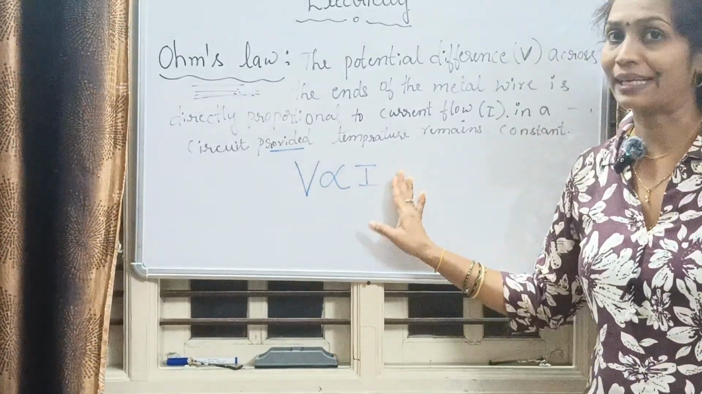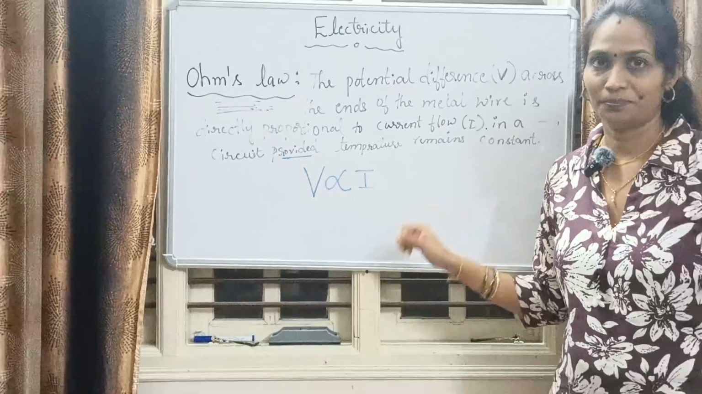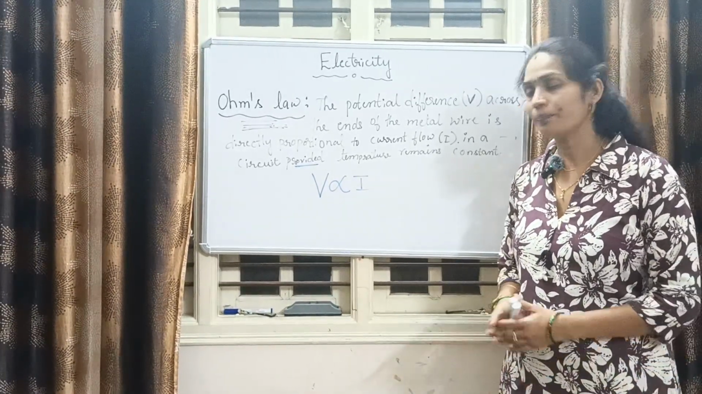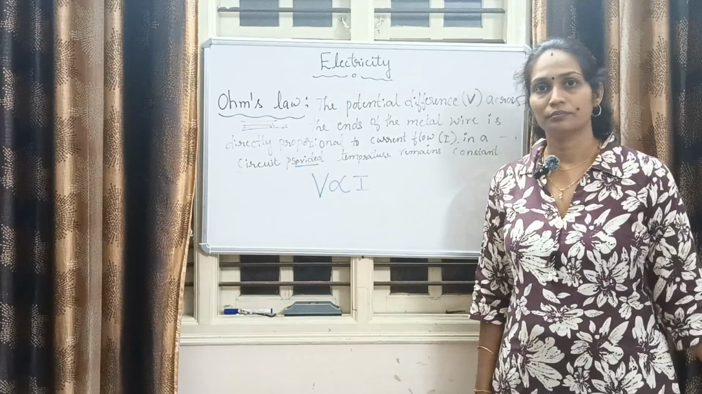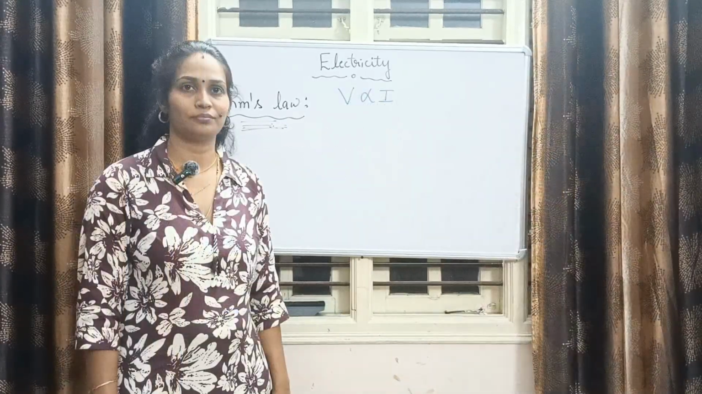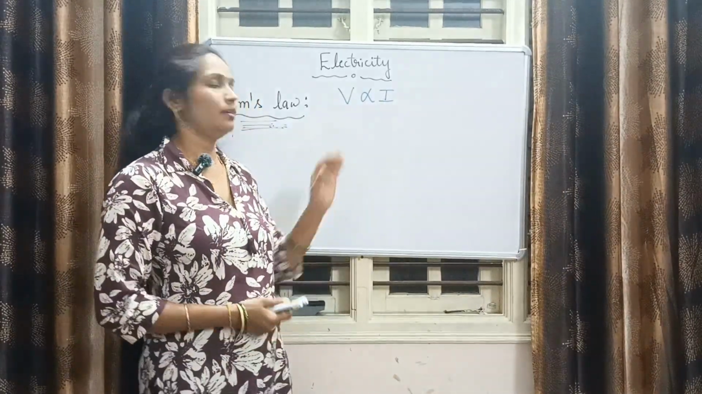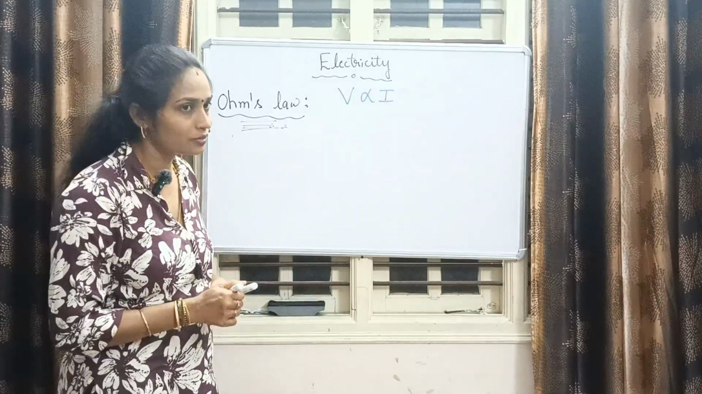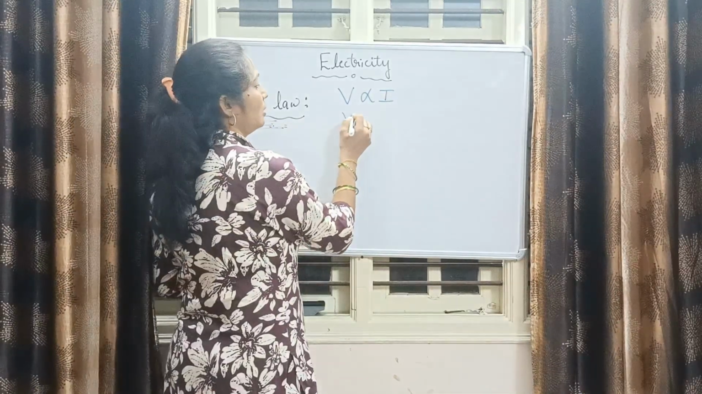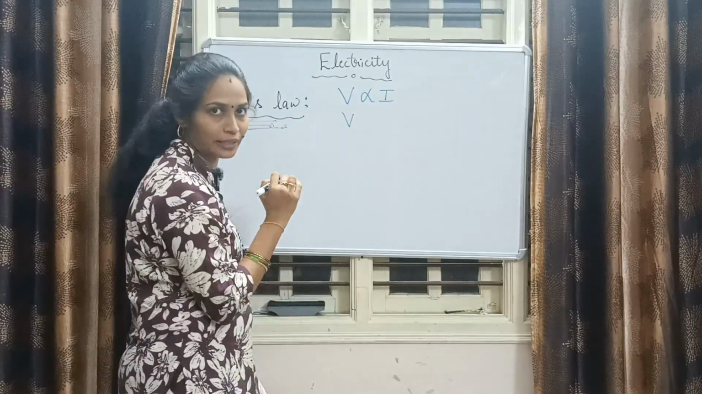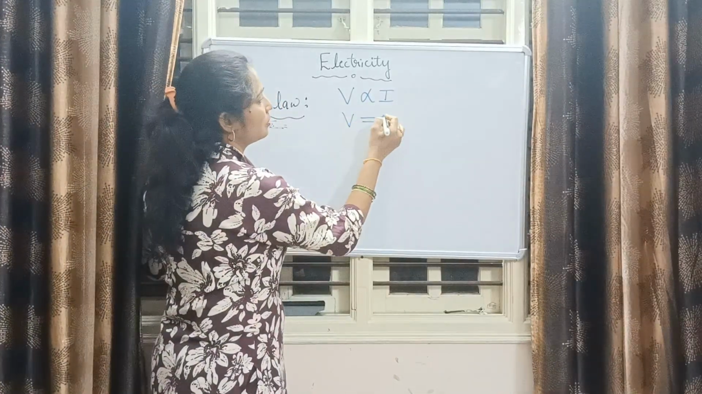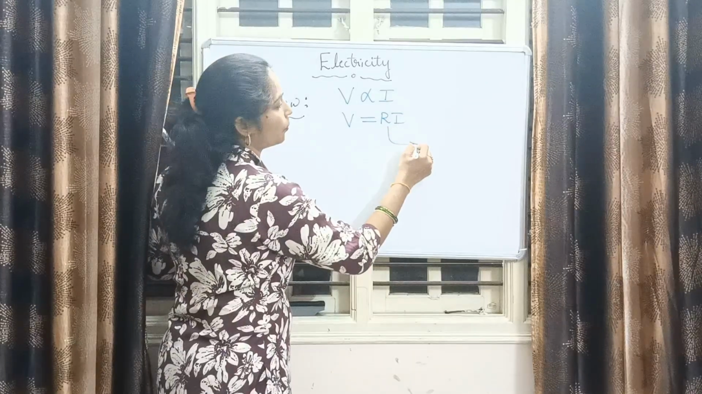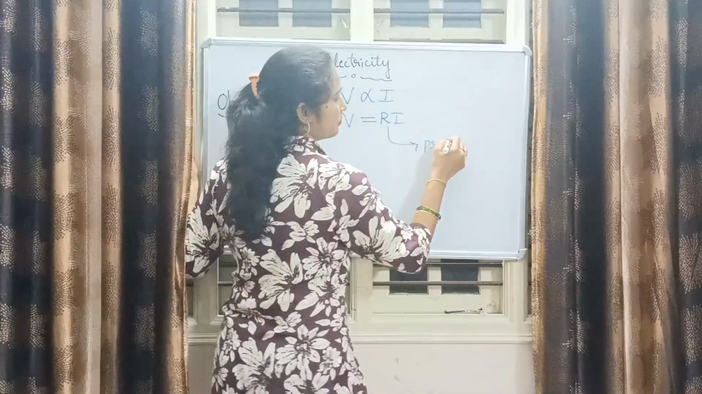V and I are directly proportional. Okay? V is directly proportional to I. Now, take down this. I wanted to remove this proportionality symbol. V is equal to RI. R is a proportionality constant.